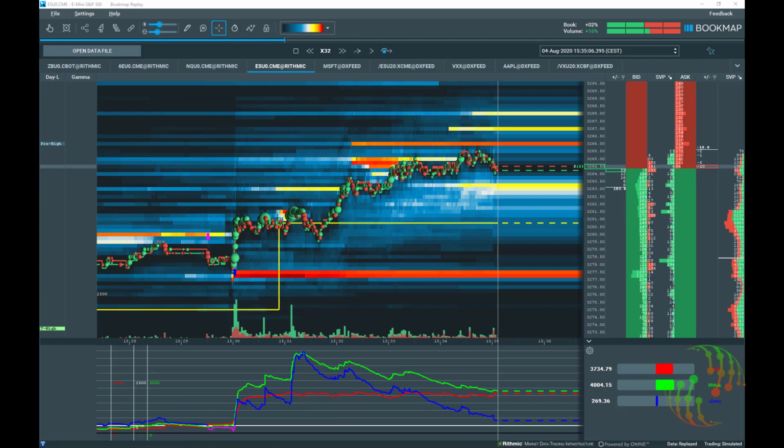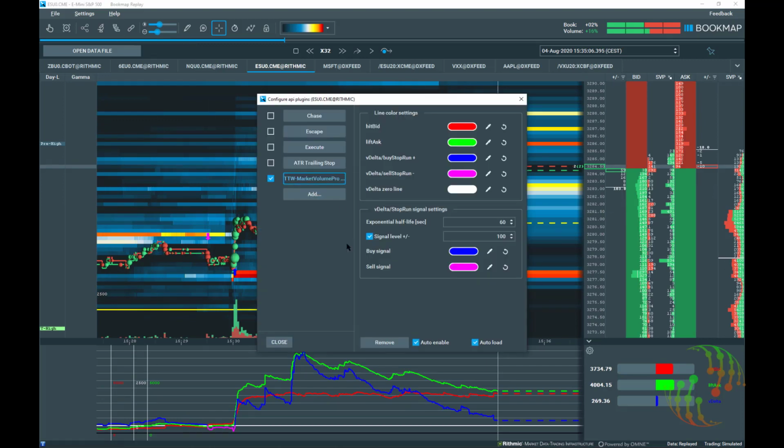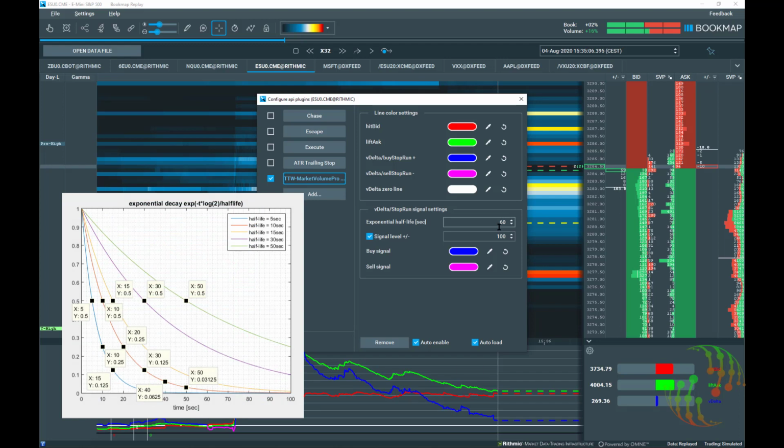Exponential half-time. You can also make the indicator, let's say, faster or slower. That helps you to adapt TTW-MarketVolumePro to individual liquid or illiquid instruments. Exponential half-time, measured in seconds, measures the time when volume decays, or mathematically spoken, it is the quantity of volume that still remains and has not decayed after the time you have set. It is simply the half-time of decaying volume.